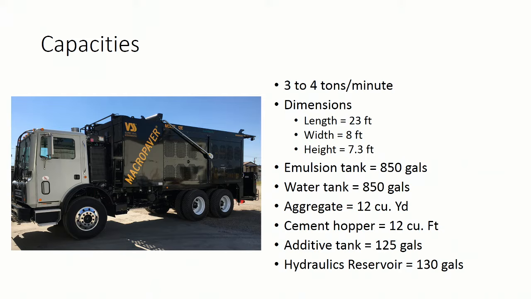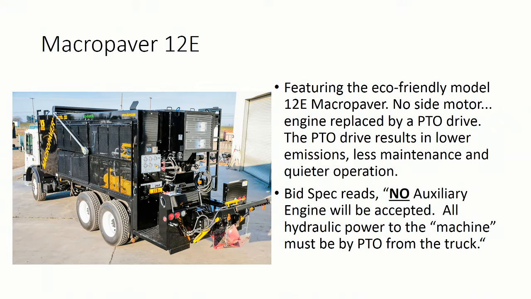So the emulsion tank is 850 gallons. The water tank is the same, and those exceed the bid requirements. 12 cubic yard hopper, 12 cubic foot cement hopper, liquid additive tank of 125 gallons, and a 130 gallon hydraulic reservoir. When we went to the PTO driven machines, we've started with the cab over. And if you look at the history of macro pavers, it's almost always been a cab over. The only times we've differed from that is when someone wanted a conventional, because the conventional chassis are generally less expensive.